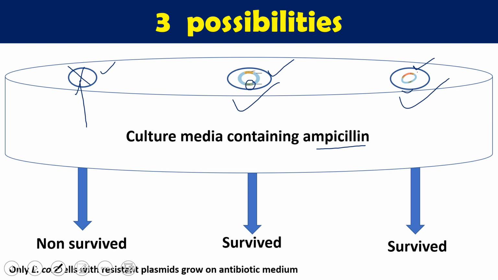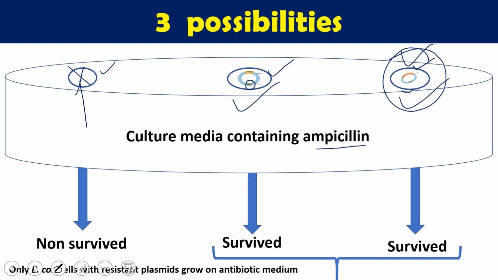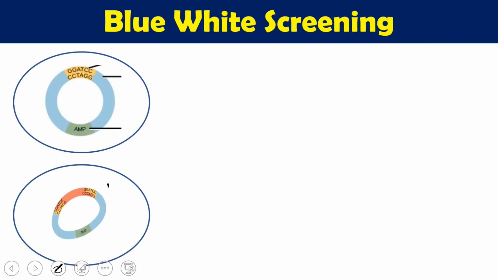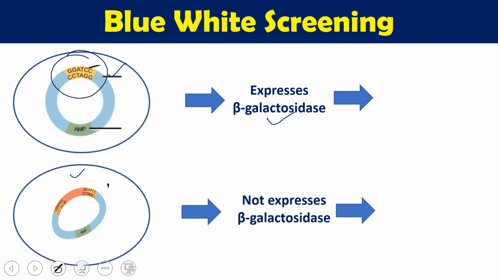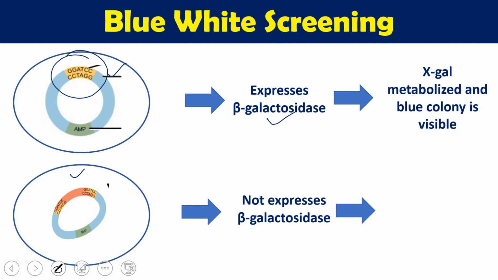Now I have to select our transformed bacteria out of these two. How are we going to select it? We have two types of bacteria: one having the recircularized plasmid, and one having our gene of interest. In the previous case, it has an intact LacZ gene, so it expresses beta galactosidase. This beta galactosidase works on X-gal, so X-gal will be metabolized and it will give you a blue colony.